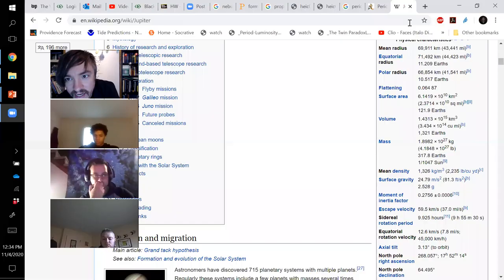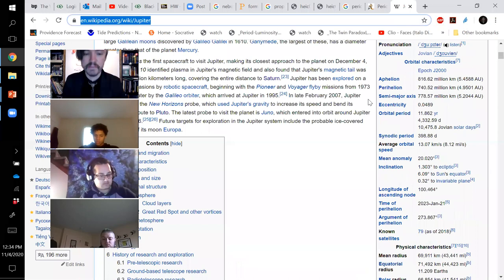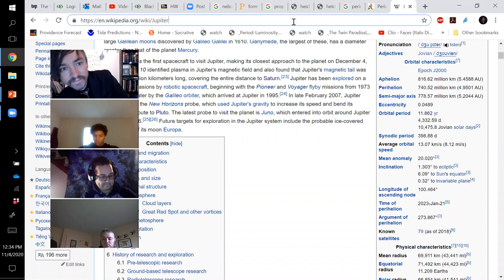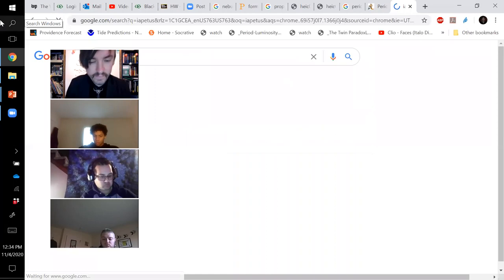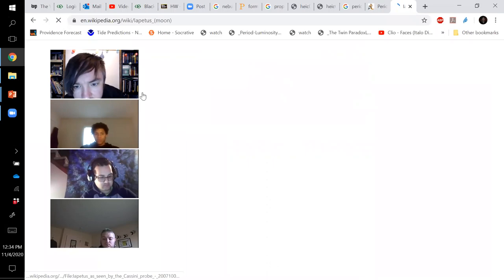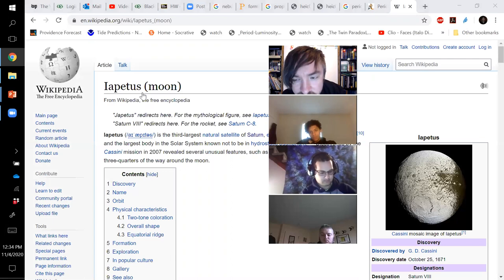Maybe one of my favorite examples, just to show you something awesome for fun, my favorite icy moon in the entire solar system is a moon called Iapetus. It's a moon of Saturn. And I just want to show you the picture of Iapetus. That's why I'm telling you about it. Or Iapetus. I hope I'm saying this right. They have the pronunciation there. Iapetus is probably how I should have said it.